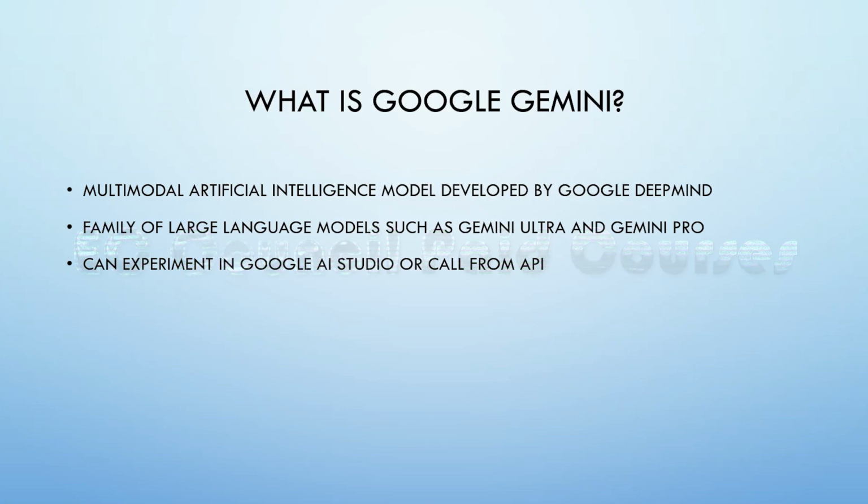You can experiment with Google Gemini within Google AI Studio or by calling it from the API. You can also see it in action on Google Bard too, because Google Bard has already been integrated to be powered by Google Gemini.